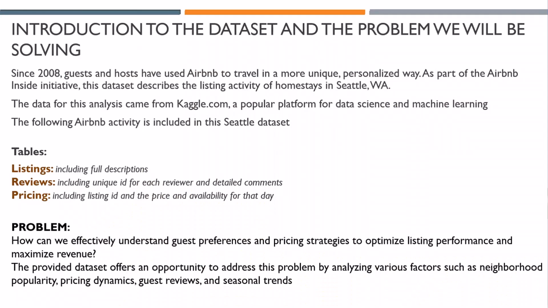So what problem are we trying to solve in this case study? We are trying to look at how we can effectively understand preferences and pricing strategy to optimize listing performance and maximize revenue. We also want to provide a data set that offers an opportunity to address this problem by analyzing various factors such as neighborhood popularity, pricing dynamics, reviews, and seasonal trend. So we want to look at the seasonal trend and also provide some information. Basically, that's the problem we will be solving.